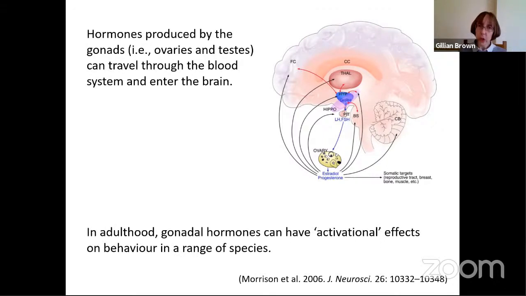And research on behavioral neuroendocrinology, as the field is known, has shown that in adulthood, gonadal hormones, those produced by the gonads, can have what's known as activational effects on behavior in a range of species. So as an adult, the circulating hormone levels in an individual at one moment in time might impact on the likelihood that that animal will engage in a particular behavior in response to a particular environmental or social cue.